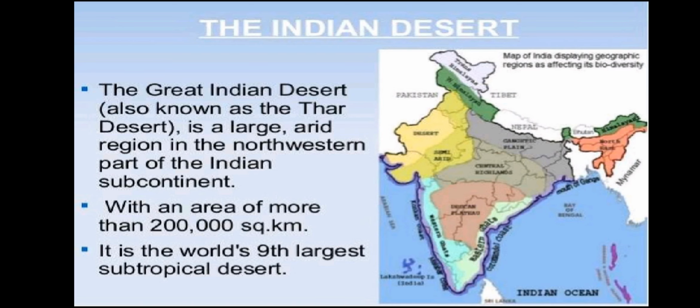The Great Indian Desert is also known as Thar Desert, and is a large arid region, means low rainfall is there. Arid region, low rainfall in the northwestern part of Indian subcontinent. And what is the area of this desert? With an area of more than 2 lakh square kilometer. It is the world's 9th largest subtropical desert.